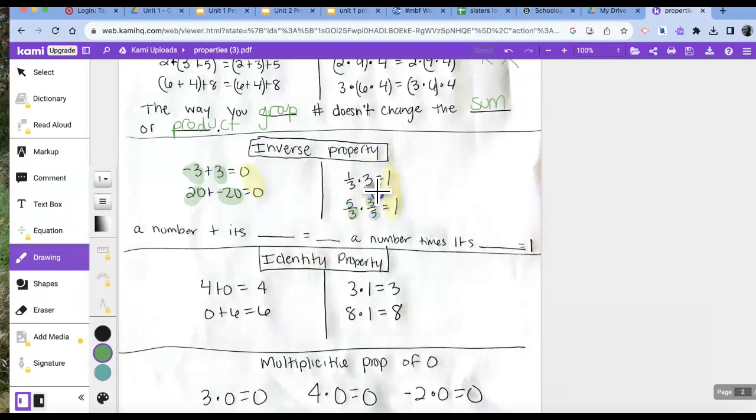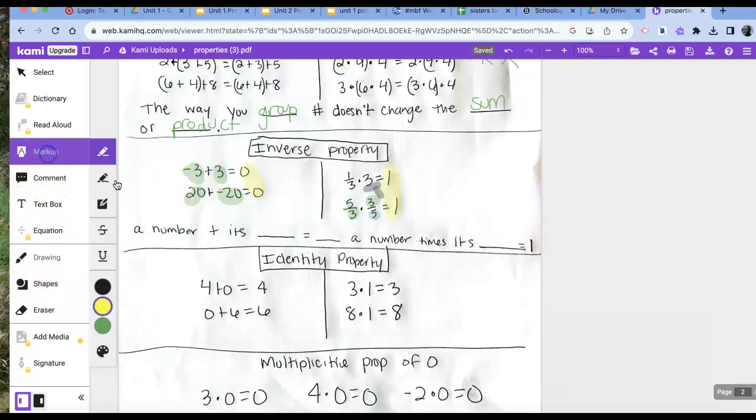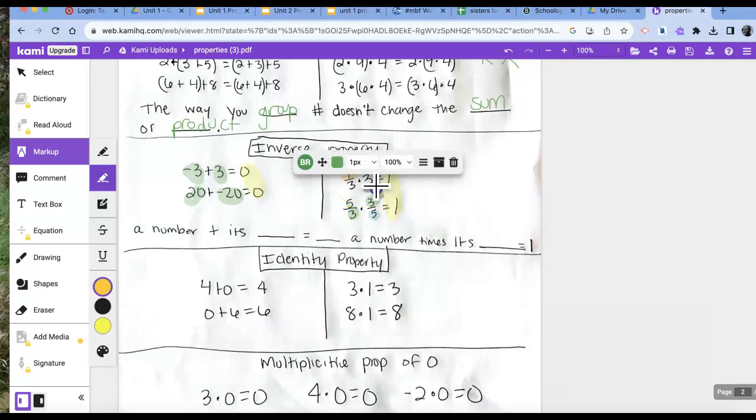Struggling a little bit with my drawing. 3. Here we go. 3 is on the top. Sorry, 1 is on the top here and 1 is on the bottom here. And then 3 is on the bottom here and 3 is on the top here. So if you have a whole number, just think of it being over 1.